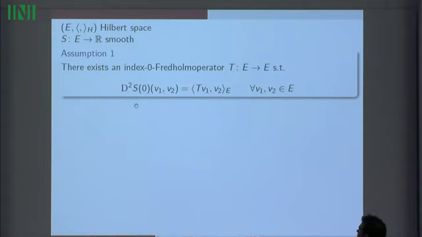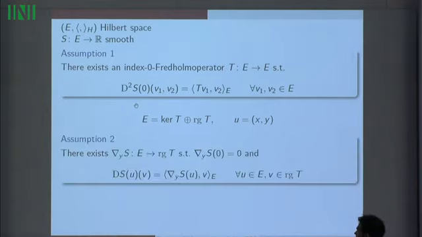And if this T exists, then I can actually split my Hilbert space. T will automatically be symmetric, like a Hessian matrix. I can split my Hilbert space into the kernel and range. And because it's a Fredholm operator, the kernel will be finite dimensional. So this is a finite dimensional space, and I can introduce the variables x and y.